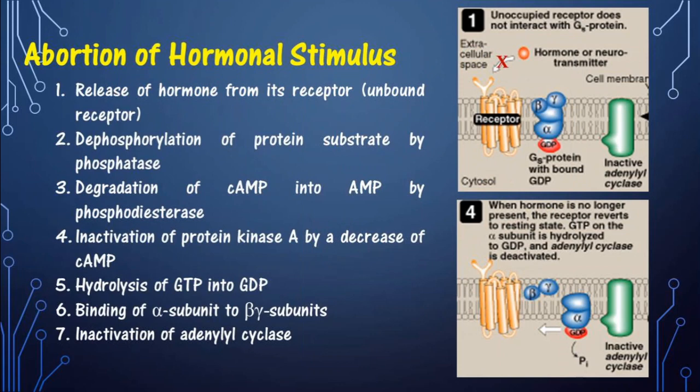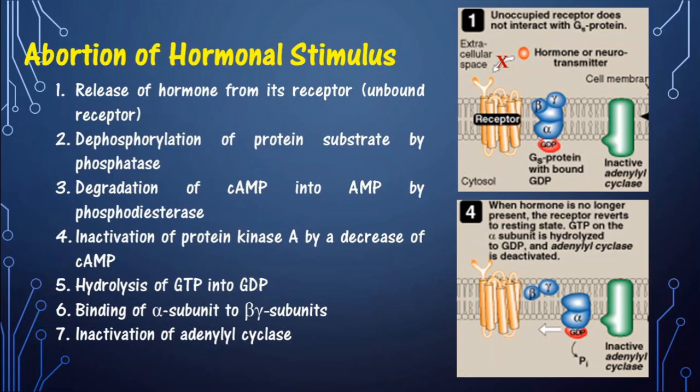So, hormonal stimulus: how do you stop the hormonal stimulus? That's what I said just now. The hormone is released from its receptor, leaving an unbound receptor, and the protein substrate is dephosphorylated by phosphatase, and cyclic AMP is degraded into AMP by phosphodiesterase. So protein kinase A becomes inactivated by the absence of cyclic AMP, and GTP is hydrolyzed to GDP.